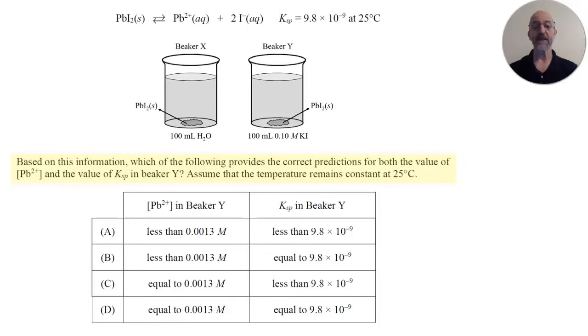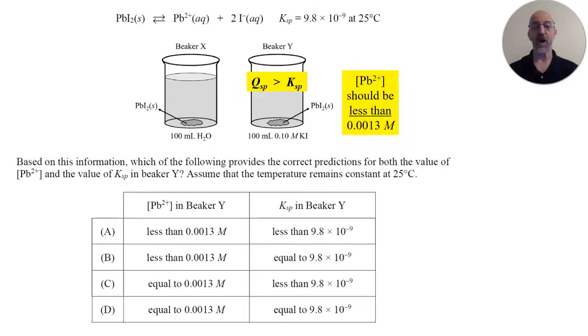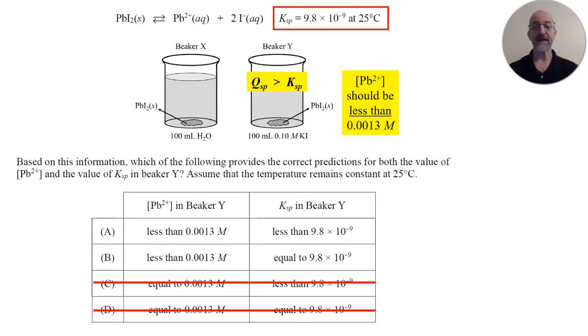So I will go ahead and eliminate choices C and D, and that's because if Q is greater than KSP, and there should be a smaller concentration of lead in beaker Y compared to beaker X, then it's not equal to, it's less than. Okay, so we're almost done answering this question. We know it's either A or B. What about the value of KSP? Is that going to be affected?